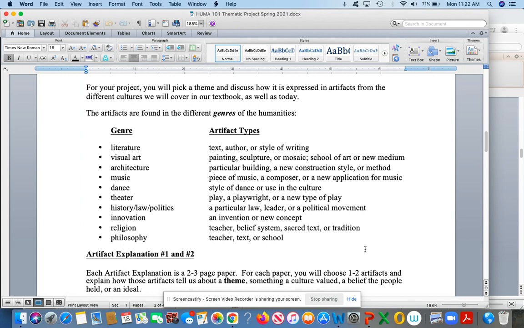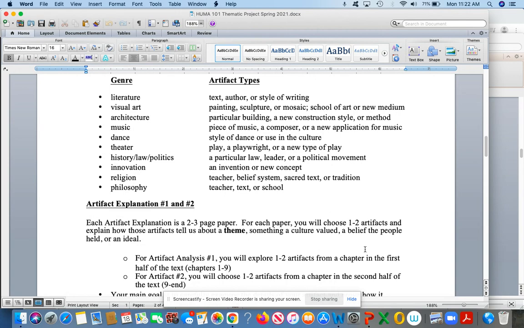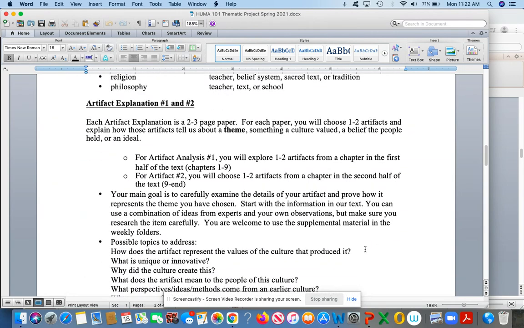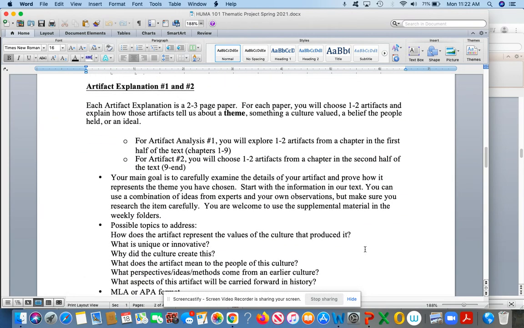So within visual art, you might be looking at a painting or a sculpture or a mosaic, a school of art or a new medium. So what we're going to do to start out is practice doing this kind of analysis where we look at a theme, which is something that a culture values, a belief the people held. Often you can think of these as ideals.